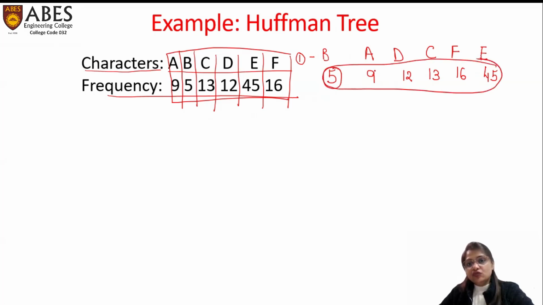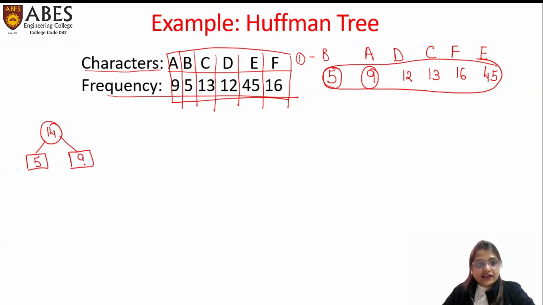First, we will extract the first two elements, 5 and 9. In the next step, we have to perform the sum of them, which is 14. One child will be 5, another child will be 9. It means as per the algorithm, first we extracted the two minimum weights. Then their sum will be reflected as an internal node, the first extracted node will appear as a left child, and the second extracted node will appear as a right child. And this will be the sum of these two.